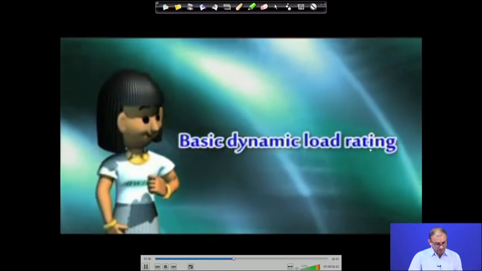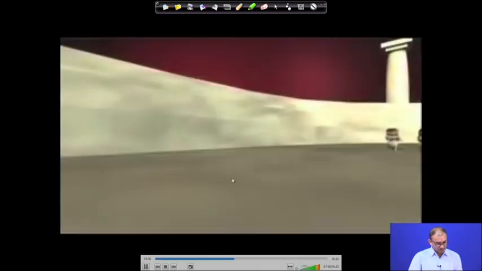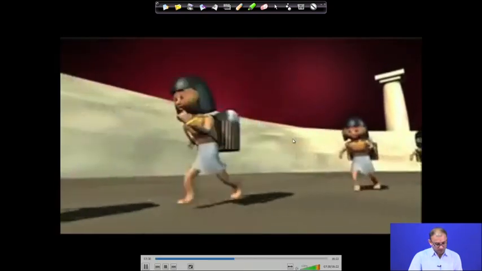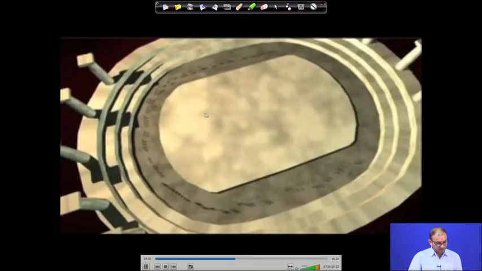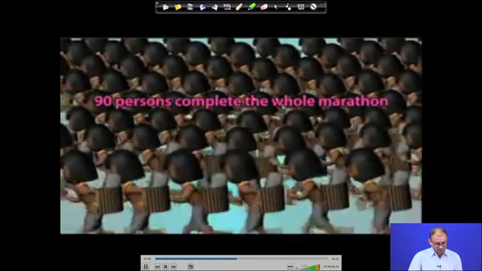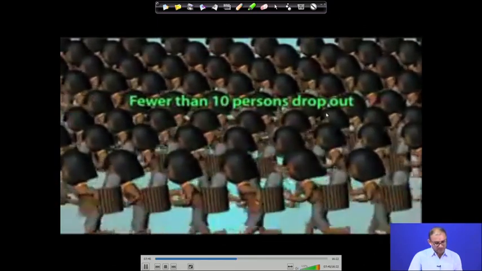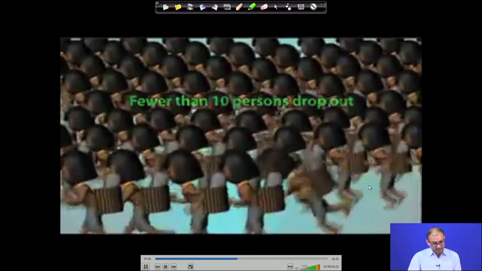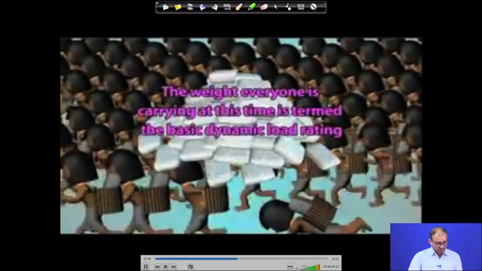Now, coming to the dynamic load carrying capacity. Consider that these are all the balls, and they are all carrying some little bit of weight, and then they are running around a circle. This is what is generally happening in our ball bearing also. Under this condition, 90% complete the whole marathon. When they are rotating in a direction, 10% are dropouts. So, these are the problems in the bearing.